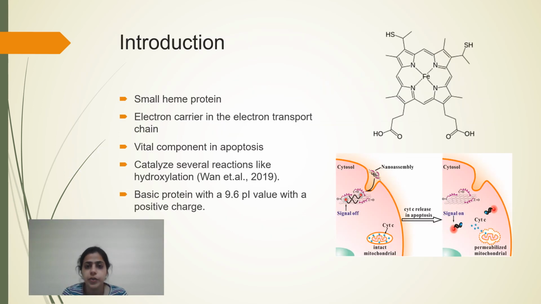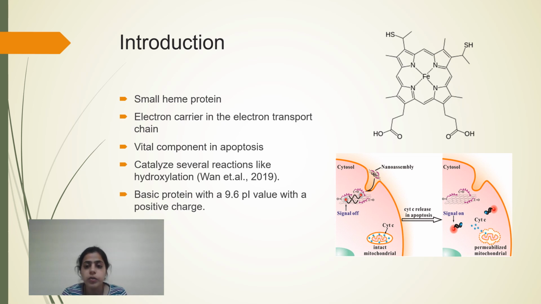Introduction about cytochrome C. Cytochrome C is a small heme protein located in the inner membrane of the mitochondria. It plays a vital role in cell apoptosis as well as the respiratory electron transport chain. It can undergo oxidation and reduction reactions due to its iron, and that iron converts into ferrous and ferric form. In the electron transport, the electron is transported from complex 3 to complex 4.